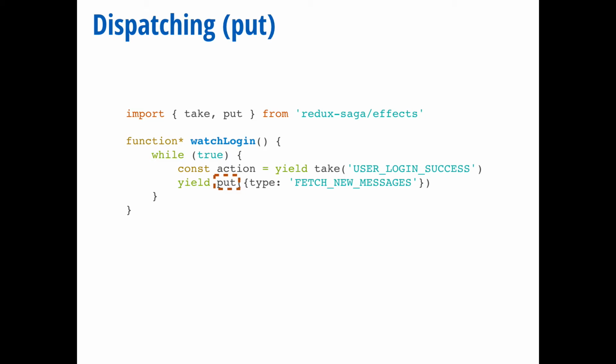So we receive an action, do something, and then we dispatch an action back to Redux or whatever other Saga is listening to it, so we can do more complex stuff. So we receive this action, and then we dispatch this other one. With this, we have everything we need to write AJAX calls, API calls.